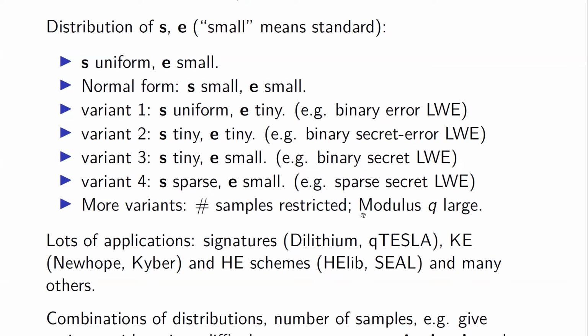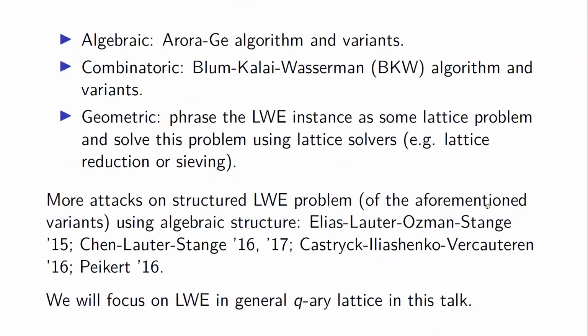Also, depending on the number of samples given and the modulus, the combination can give you a very messy picture of these variants of LWE, and that's really something we are going to look at. The combinations of distributions and number of samples give variants with very different difficulty. Some of them can be guaranteed in theory, but some have no guarantee in theory, and we should check. The best method is to check their concrete security level, and that's one of the purposes of this talk.